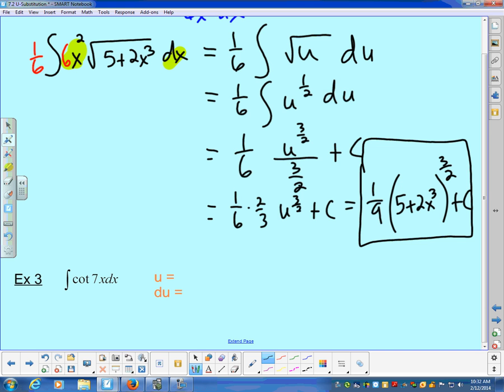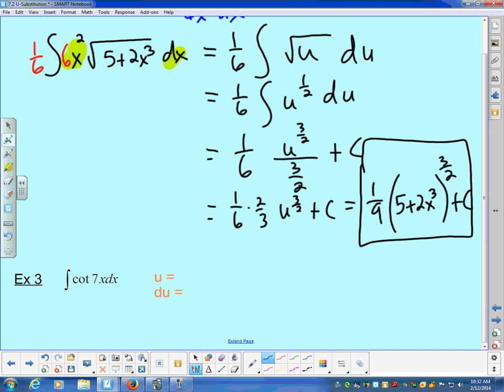What I'm using is the reverse of the power rule. Instead of multiplying by the power, I'm just using rule number 2. This is in the form of u to the power of n. The way you integrate that is by raising the power up 1, from 1/2 to 3/2, and then dividing by that power.